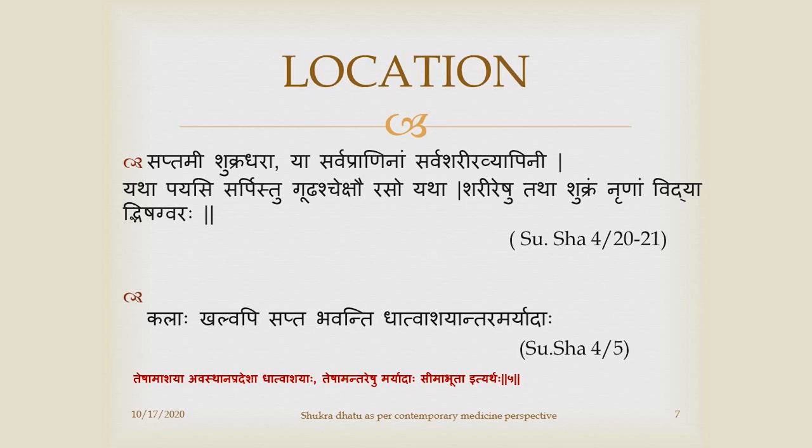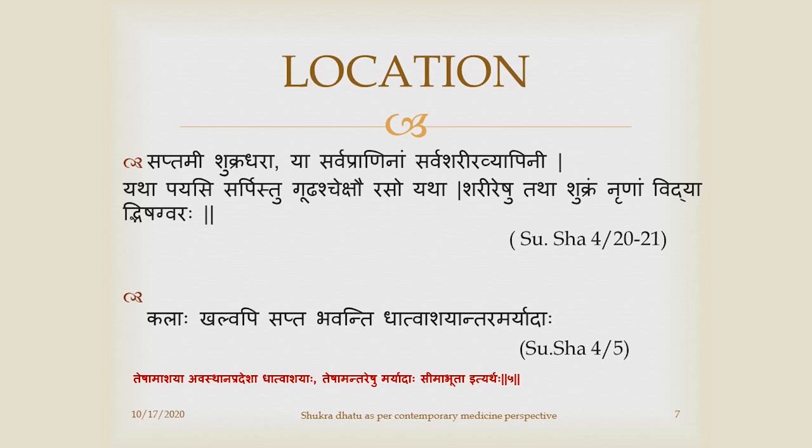Like this, it is embedded within each and every cell of a living being. That is the concept of Sushruta Sharira. And Sushruta explains the kala as: kalaha kalobi sapta bhavandi dadu ashaya andara maryadaha. Here, kala are a maryada, andara maryada. Andara maryada in the sense it is seema bhutaha, or it is a border.